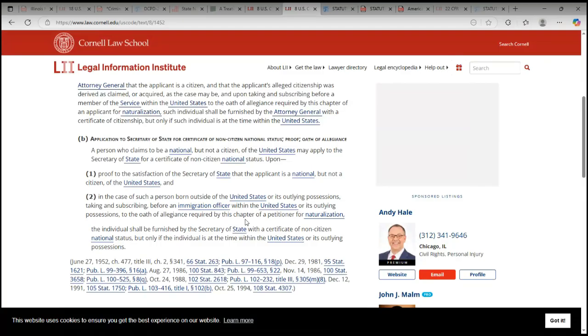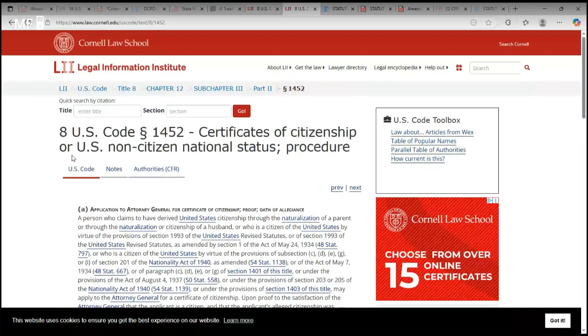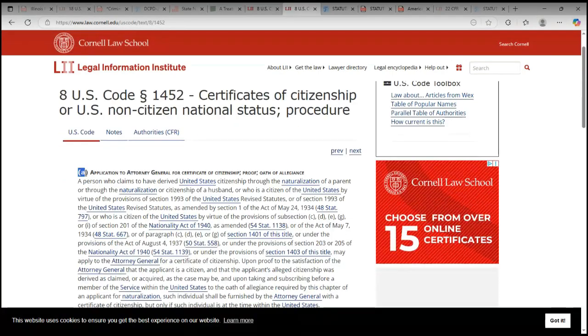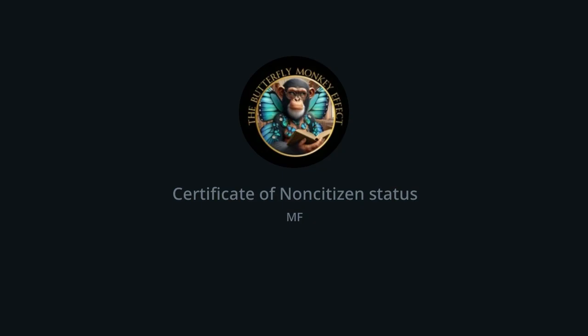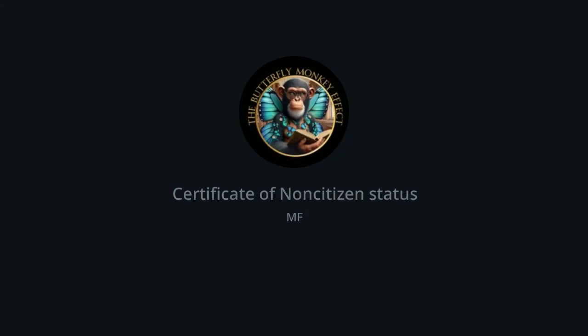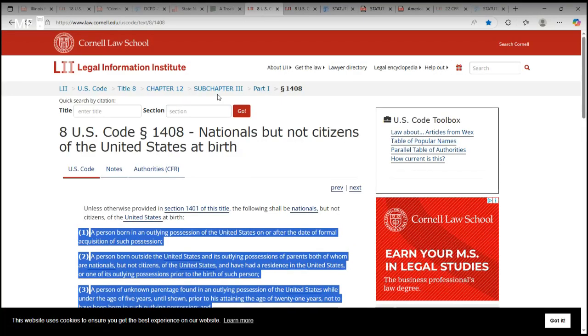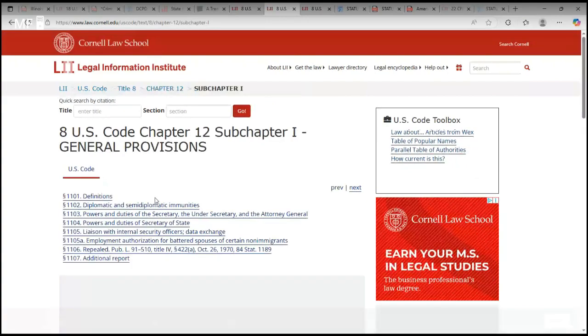So to start, I'm going to be speaking about 1452, Certificates of Citizenship or U.S. non-citizen national status. Part A, of course, applies to one who is a citizen. Part B applies to what we're looking for. But I want to read a couple of definitions first. So I'm going to go to 1101, Title 8, right?